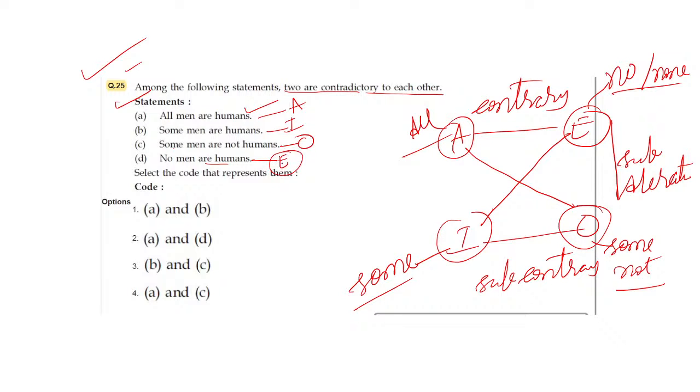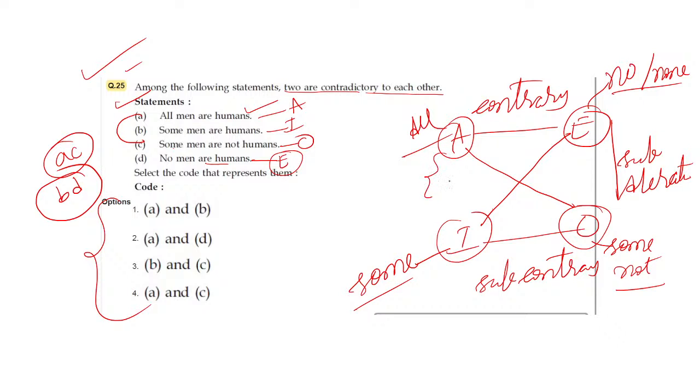What are contradictories? We know, right? A, O and I, E. A, O means A, C. These two are contradictories, and I, E means B, D. These two are contradictories. Now we will see the options. AB. AB is not contradictory. AI, these are not contradictories. Okay, this is not the option.